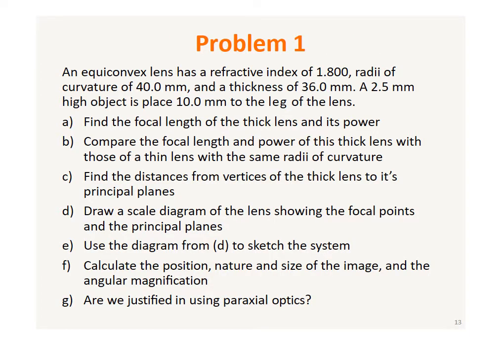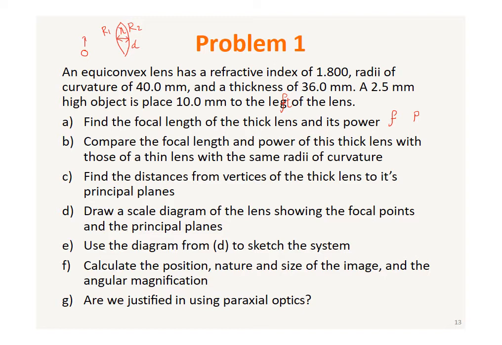So in this tutorial problem, you'll look at an equiconvex lens with a certain refractive index and radii of curvature, R1, R2, and n, and you're given the thickness, which is very important. Let's call it d here. We've got an object placed 10 mm over, this should read the left of the lens. So your job is to find the effective focal length and the power of that lens.